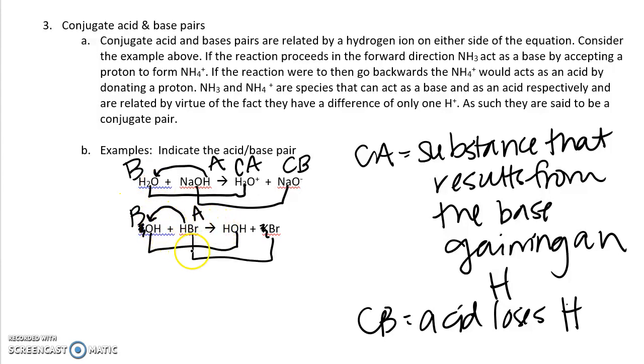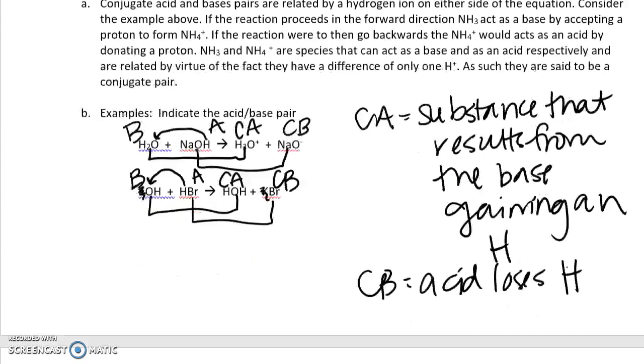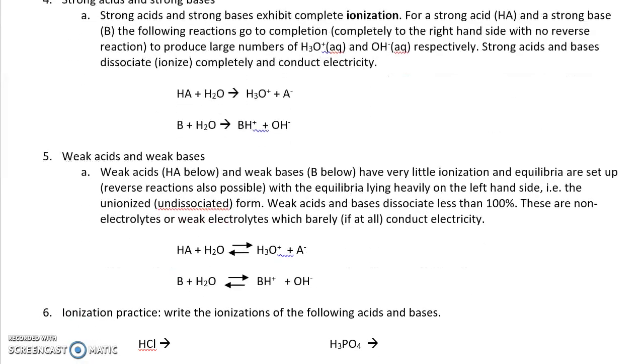Then we're looking at their conjugate pairs. So that's the base. Its conjugate pair there is called the conjugate acid, which is the substance that results from the base gaining an H. This is the acid, so this is its conjugate base. Again, the substance that results when the acid loses the H. So the acid lost the H. Now that's called a conjugate base. We're going to practice identifying these reactions as we work this unit.